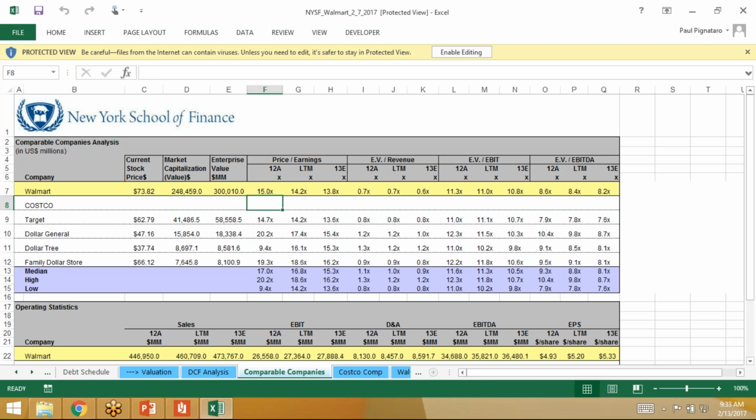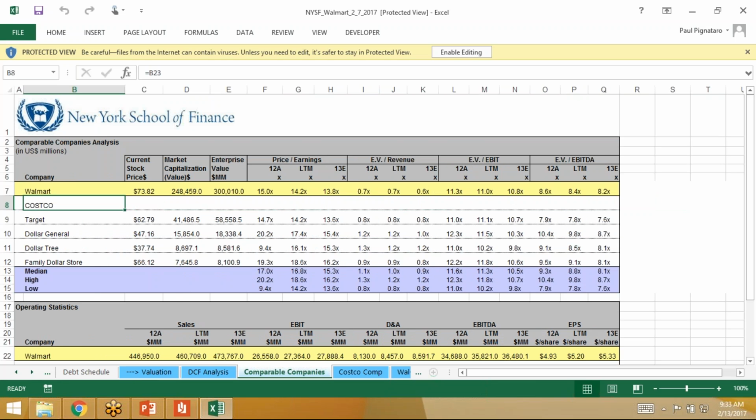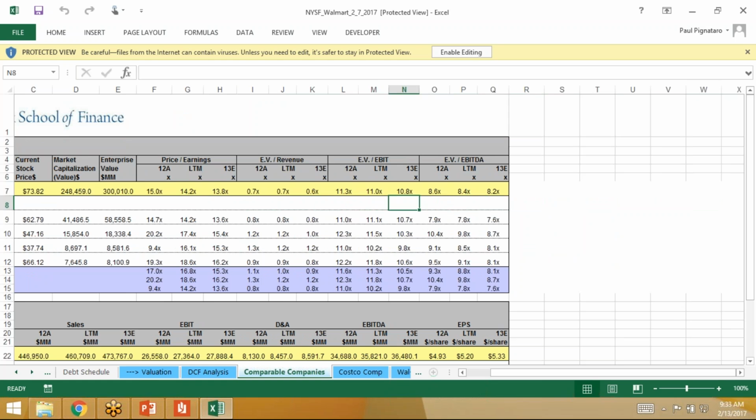So this is what it looks like. It's a table of multiples. We've done everything except for Costco, and I want us to do Costco together. Okay? I want to show you, just in terms of the results, what we had done was we had pulled the following various multiples: PE, enterprise value to sales, enterprise value to EBIT, enterprise value to EBITDA. Those are the most common.